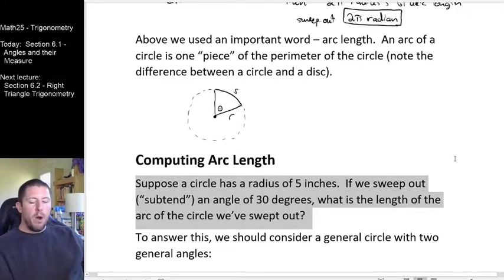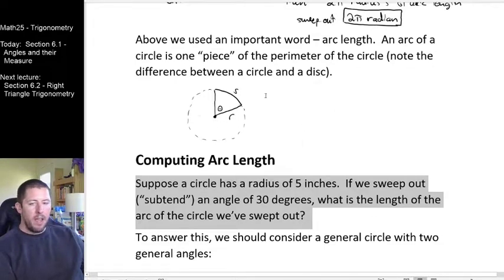If we sweep out, or our math word for this, which I feel is an unnecessarily weird word, but our book uses it all the time, so I want to use it: to subtend an angle is to sweep out an angle. That word subtend means sort of like to traverse rotationally. If we sweep out, or subtend, an angle of 30 degrees, what was the length of the arc of the circle that we've swept out?